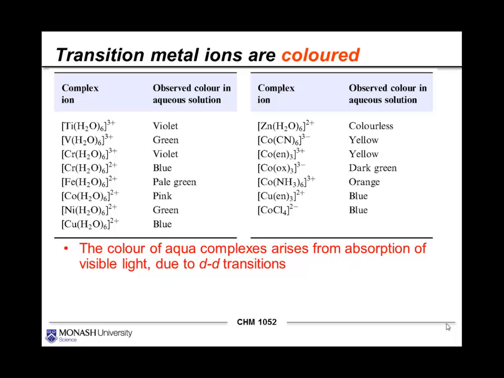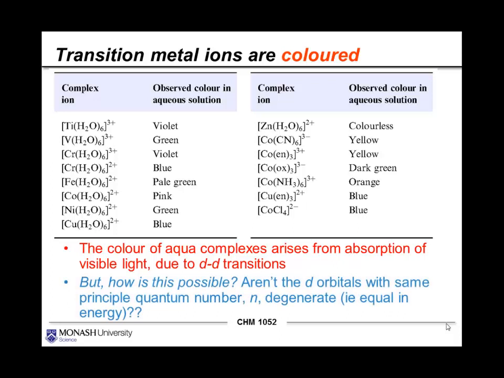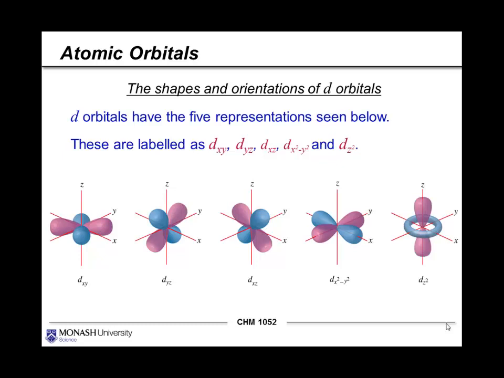The colour of the aqua complexes arises from the absorption of visible light due to d to d transitions. But how is this possible? Aren't the d orbitals with the same principal quantum number n degenerate? In other words, aren't they equal in energy? Well, let's have a bit of a closer think about the d orbitals in our transition metal complexes.